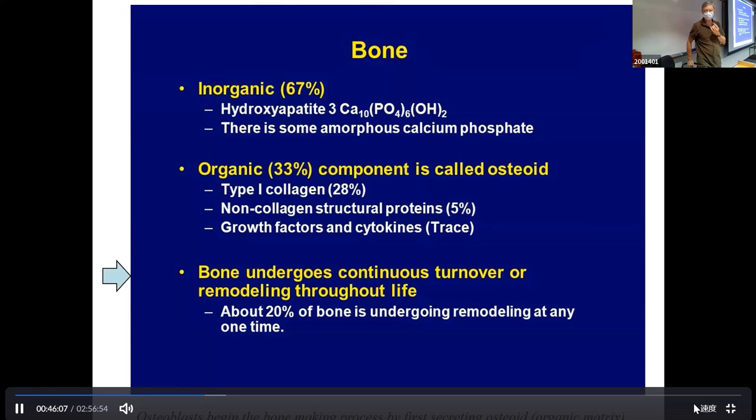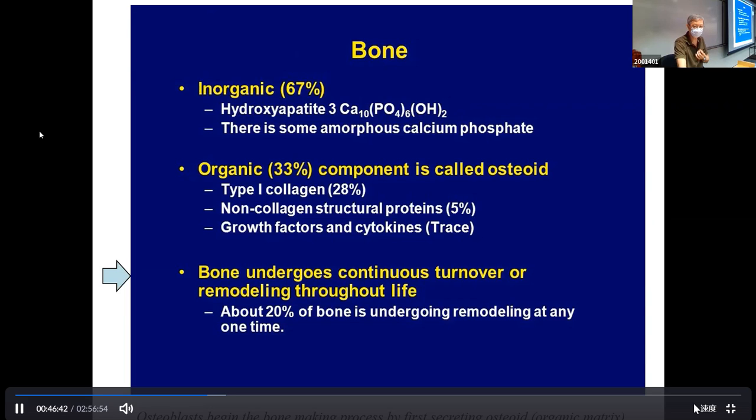What you see here is just some description of the bone, which again I don't need you to memorize, okay? But some terms are important. For example, later on you will see the term hydroxyapatite. I want you to remember the formula, okay? You will see this formula again and again: Ca10(PO4)6(OH)2. Okay.